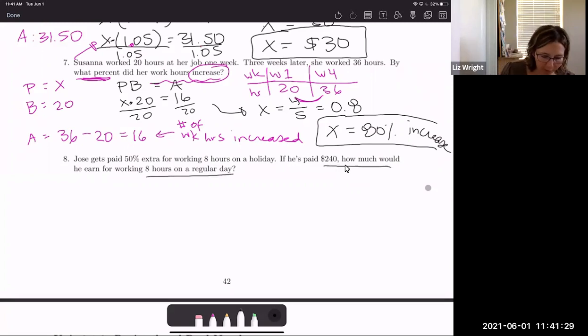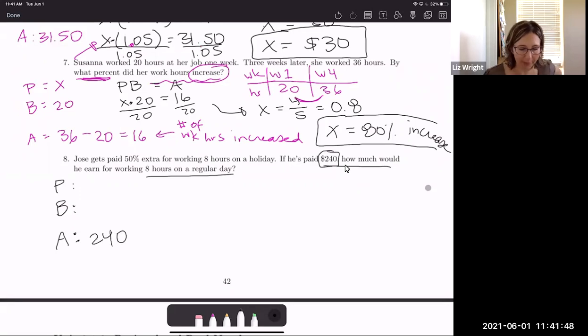All right, so here's one way. If we do percent, and we do base, and we do our amount. Our amount on this one would be what we've ended up at, so we're finally being paid $240 for overpay, essentially time and a half. And then our base is going to be what we're looking for, and then this 50% extra.